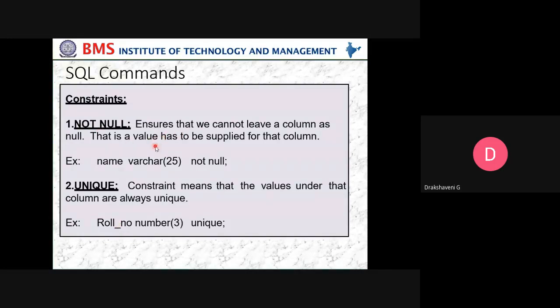Not null ensures that we cannot leave a column as null. That is, a value has to be supplied for that column. Name varchar(25) and it is not null. Then the unique constraint means that the values under that column are always unique. That is, roll number(3) and unique.